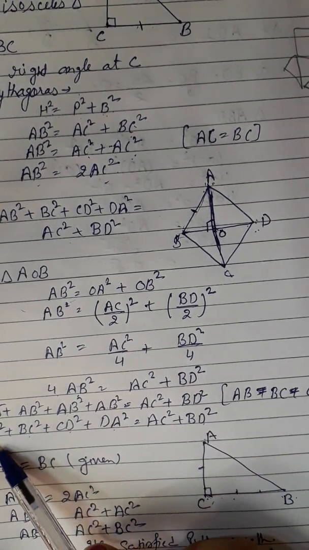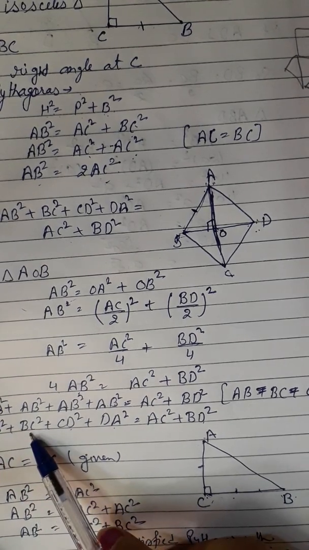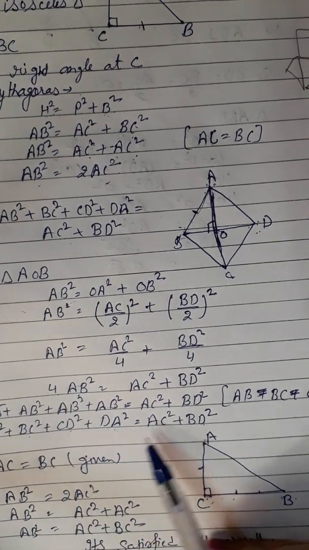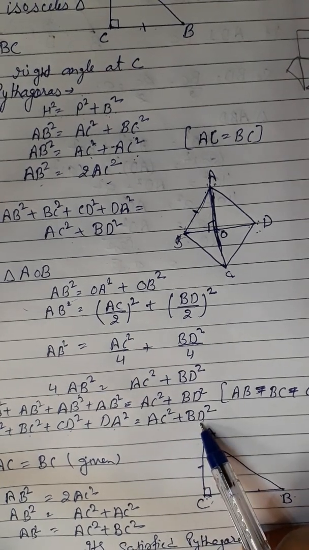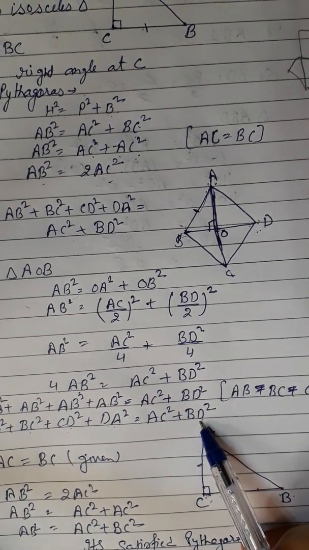And let's check this one. We have to prove now: AB square plus BC square plus CD square plus DA square is equal to AC square plus BD square. And this one we have to prove. Okay beta.